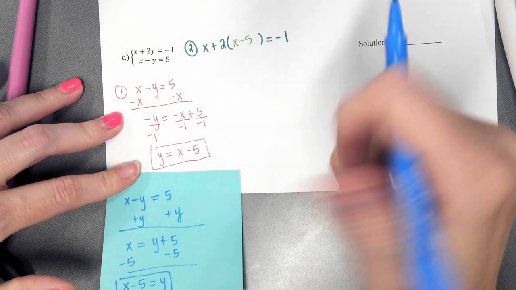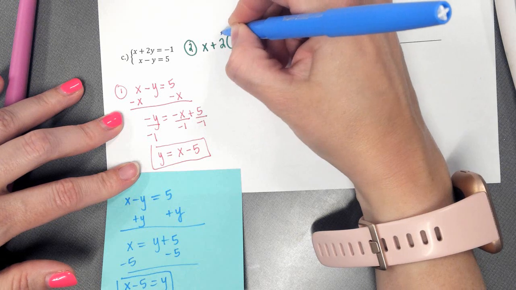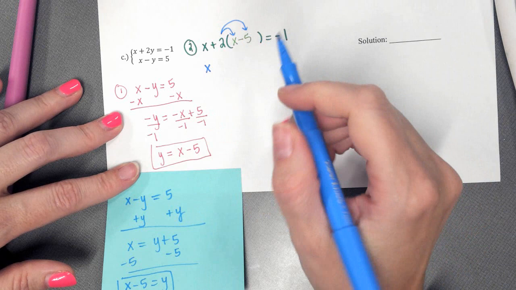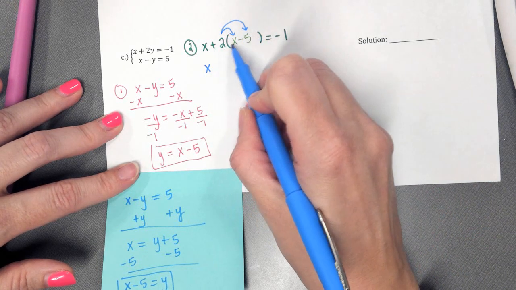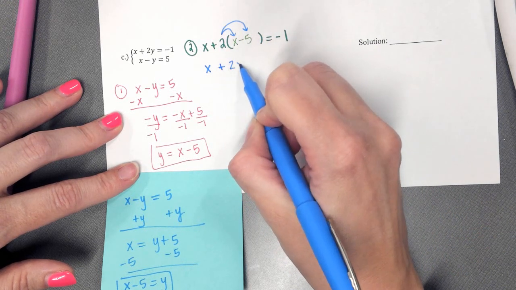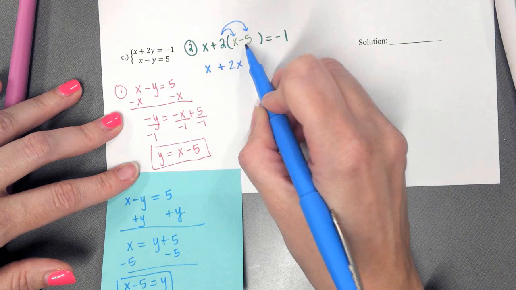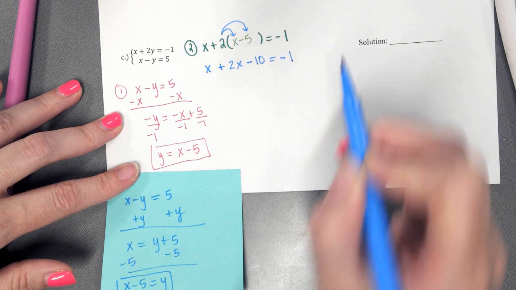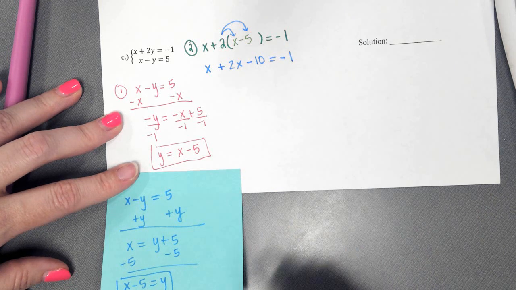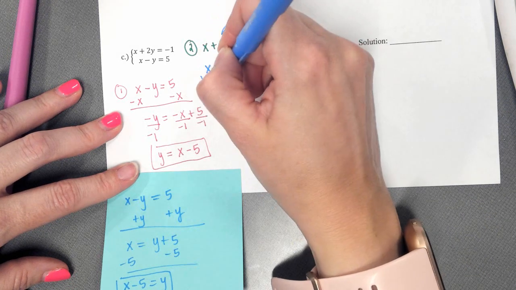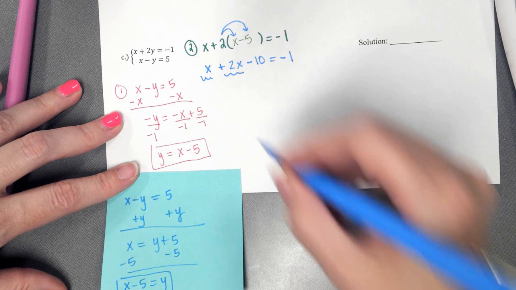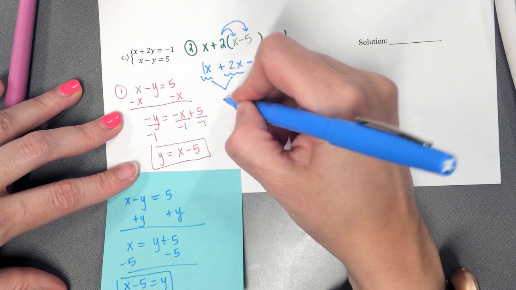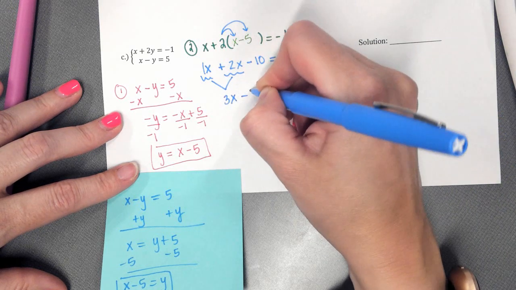Okay, so then when you distribute, this term here just drops straight down. 2 times x is positive 2x. 2 times negative 5 is negative 10. And then anytime you have more than one x term, we add them together. Okay, any single number has a 1 in front, so we have 3x minus 10.